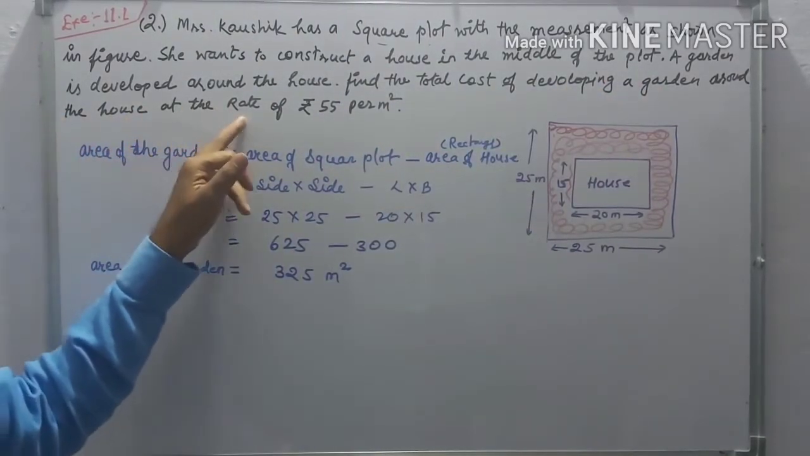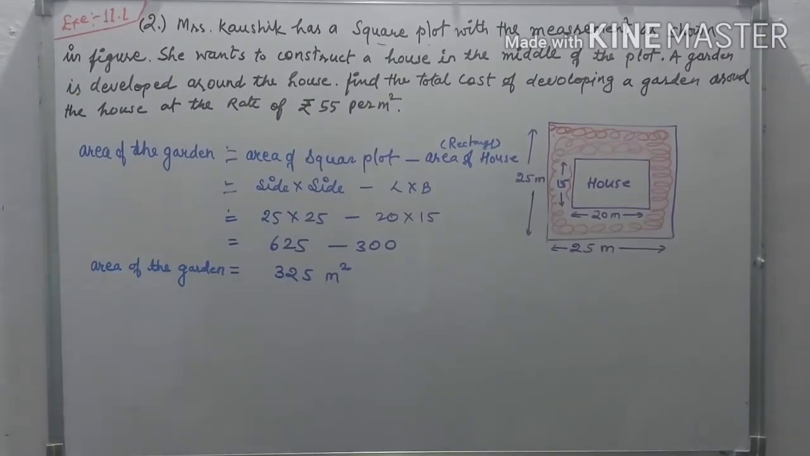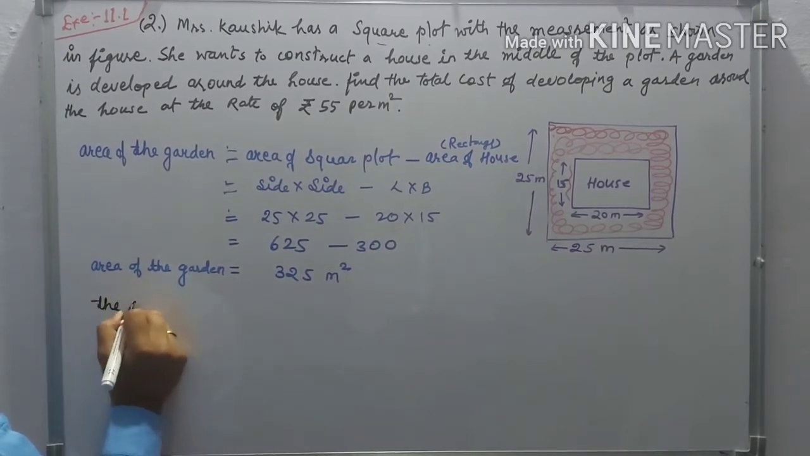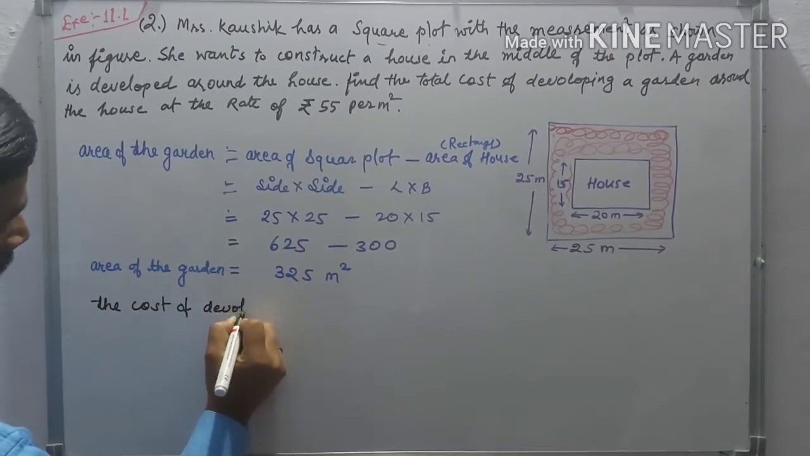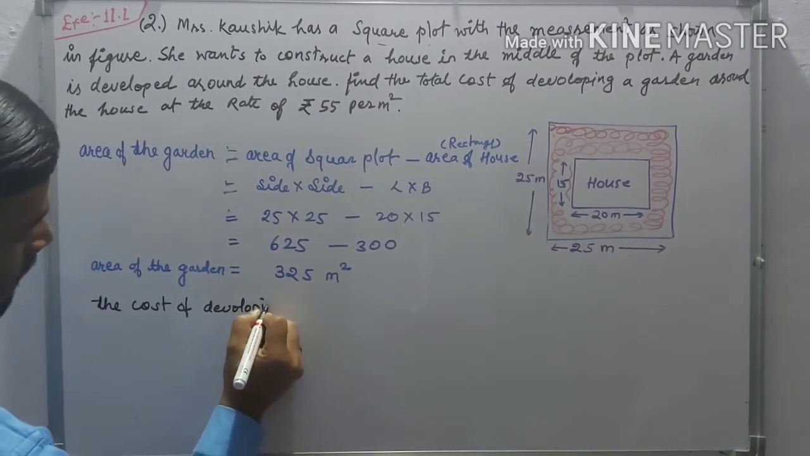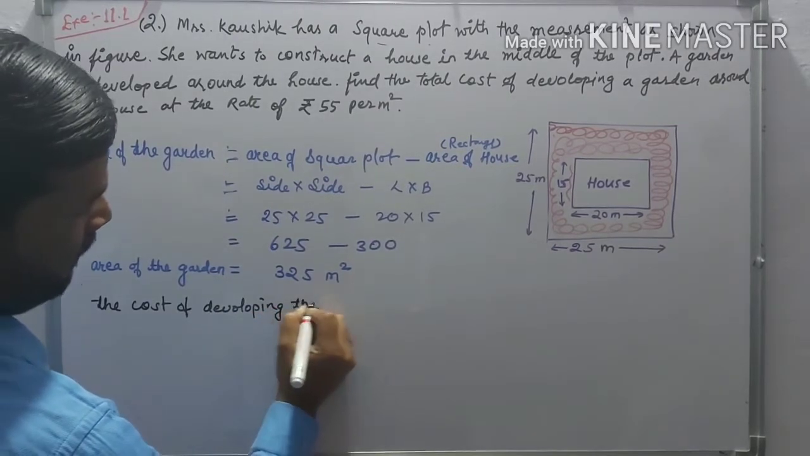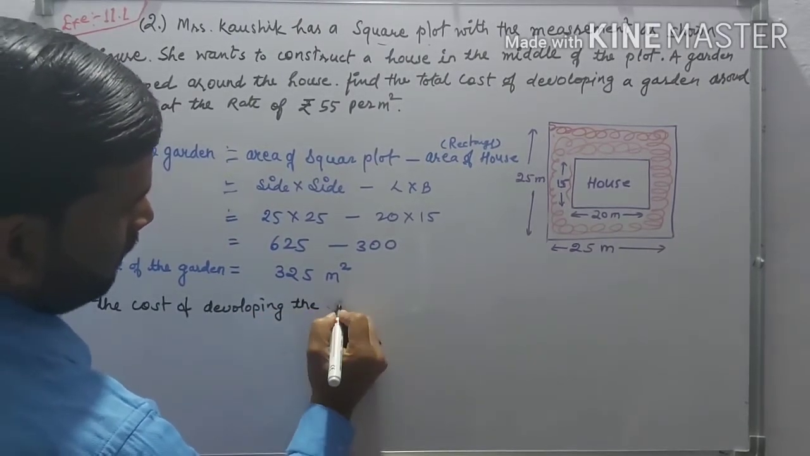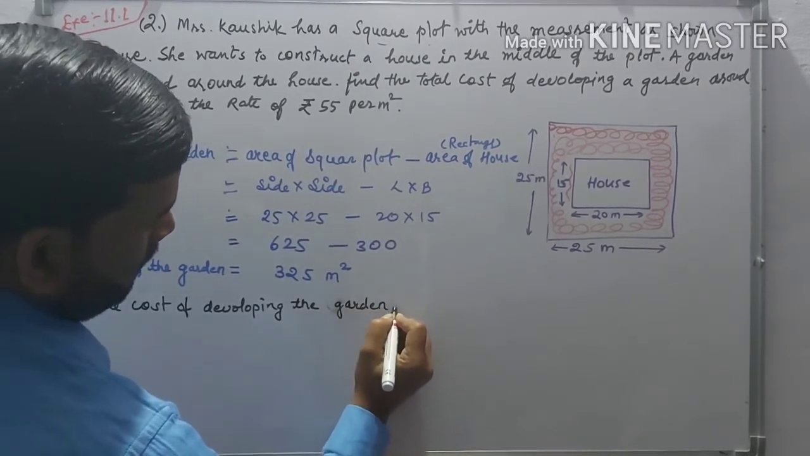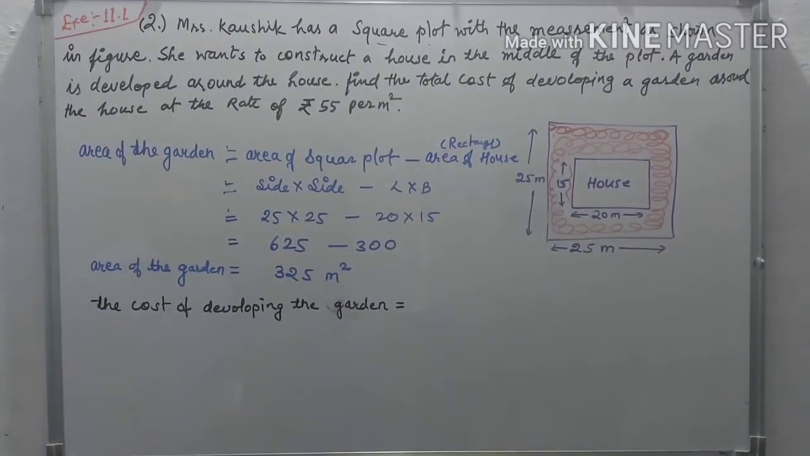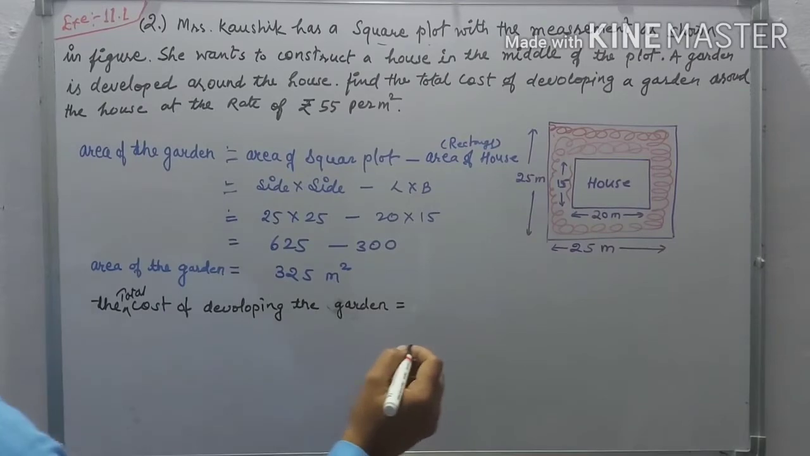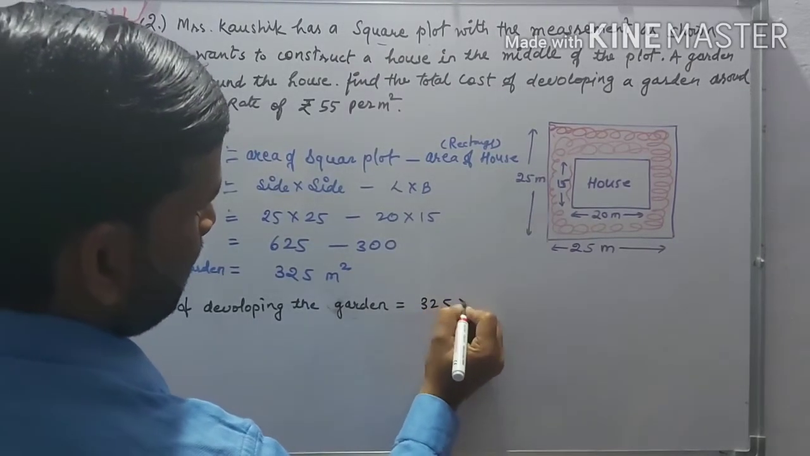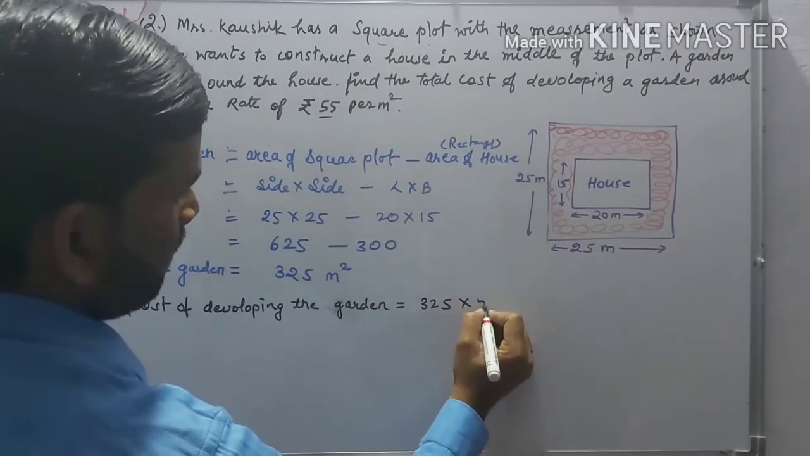around the house at the rate of 55 rupees per meter square. So now the cost of developing the garden is equal to, okay, you can write this. The total cost of developing the garden is 325 into what is the rate, 55.